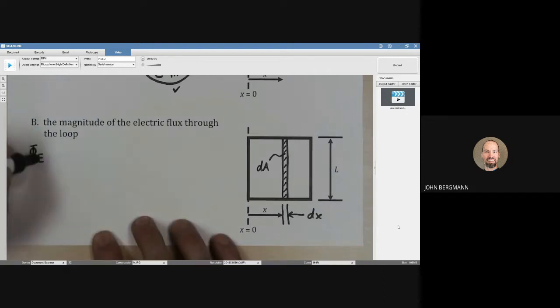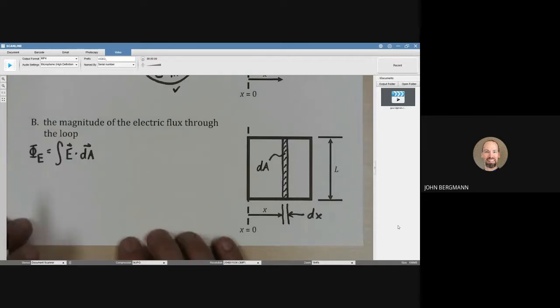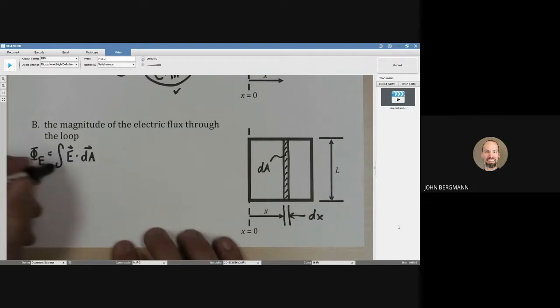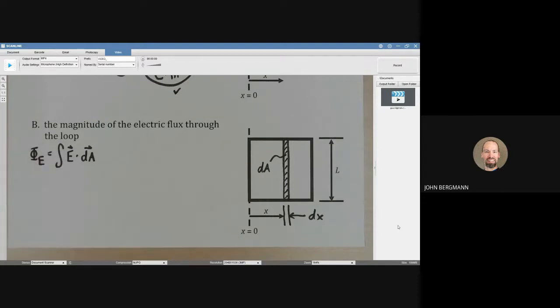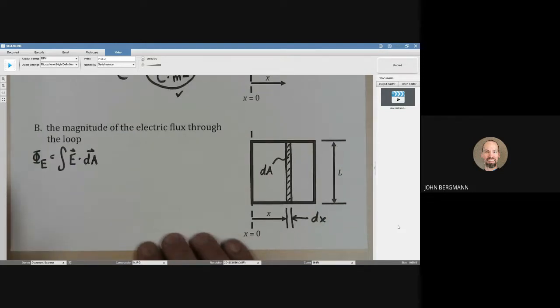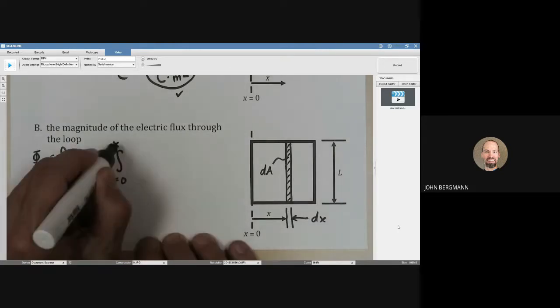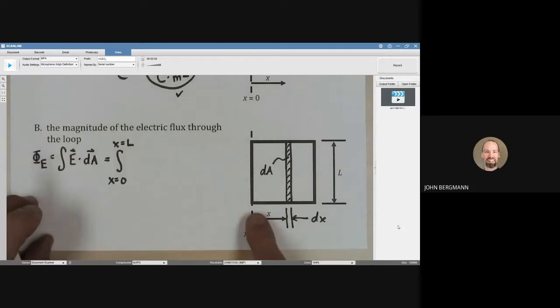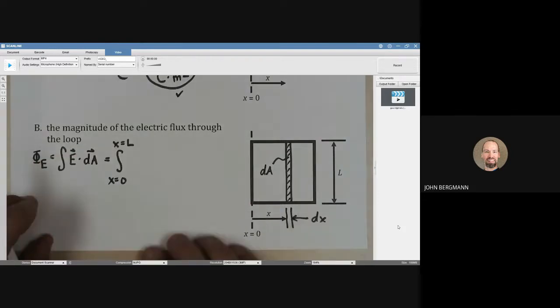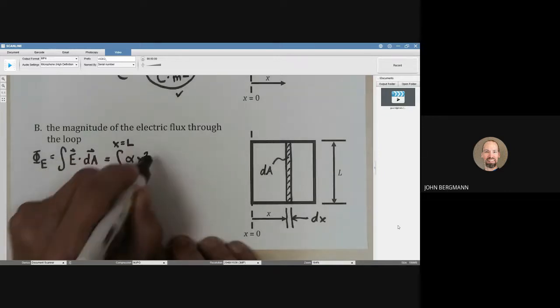Electric flux is going to be the electric field multiplied by dA. And we have to do an integral here because the electric field is not constant, but varies according to that equation that was at the top of the page. Let's see what we've got here. The electric field, we're going to integrate this from x equals 0 all the way to x equals L, because this is a square. So as we go to the right here, we're eventually going to reach a length of L. And the electric field, we're told, is equal to alpha times x squared. So that's what E is.